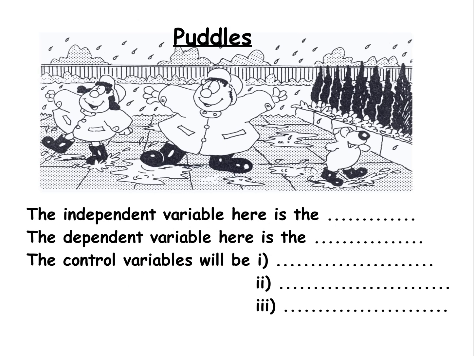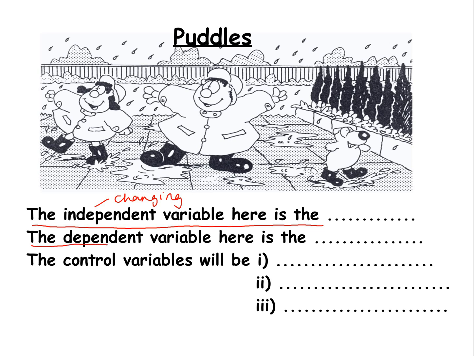Once you've written the question down, the next thing is to identify the independent variable. So, can you write the independent variable here is, and tell me what it was. If you're not sure, pause the video, rewind it and listen to what we said earlier. Remember, the independent variable is the variable that we're changing.